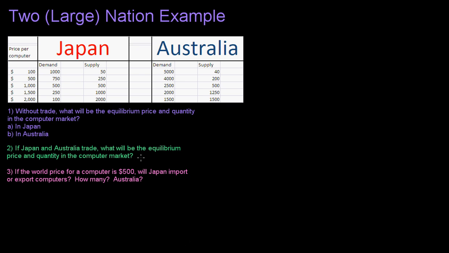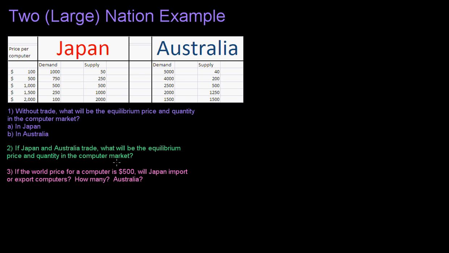And then 3, this is kind of going back to the small nation example with a world market. If the world price for a computer is $500, will Japan import or export computers, and how many? And then what will Australia do? So I'm going to just pause here for about 5 seconds, and you should pause the video, take your time, work through this, get an answer that you're comfortable with, and then when I come back, we're going to go ahead and work through this.